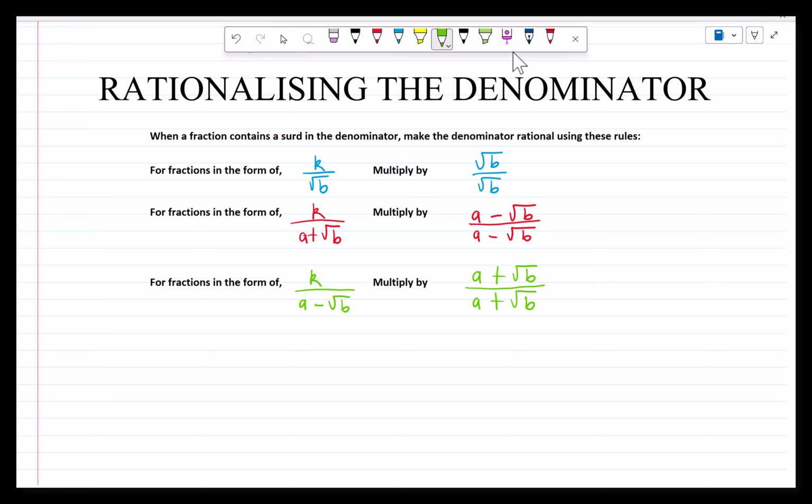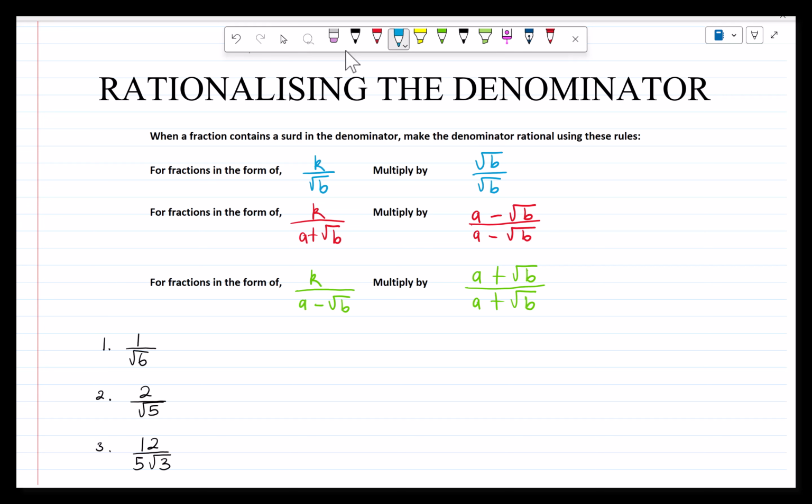If we look at the first rule, we have k over root b. We say we multiply by root b over root b. And then if we look at a plus root b, we multiply by a minus, take note of the sign, it becomes a minus root b. And where we have a minus root b, we multiply by a plus root b. That's what we use when we want to rationalize the denominator. So I'm going to look at a few examples for you to understand how to rationalize the denominator.